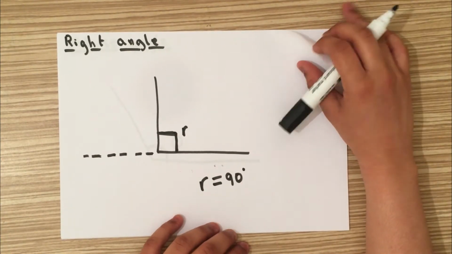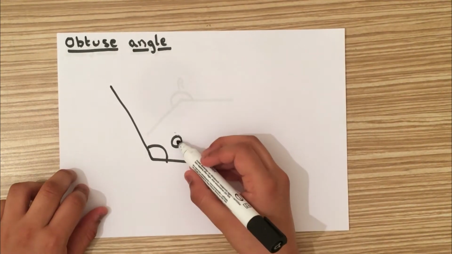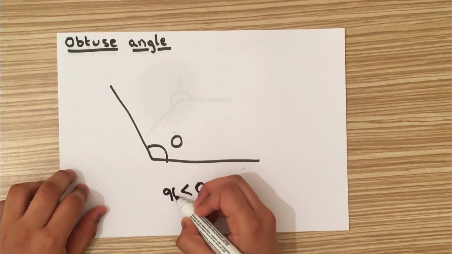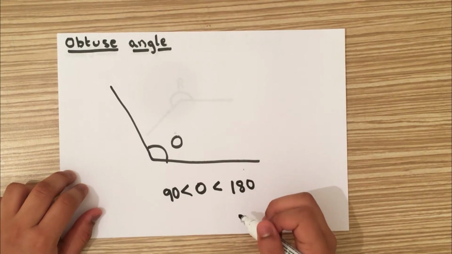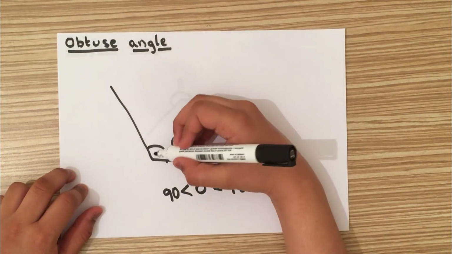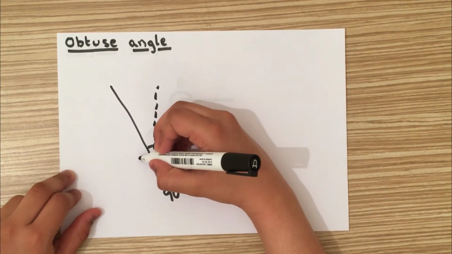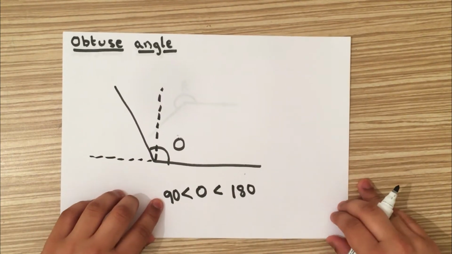So let's move on to our next angle now. Now we have an obtuse angle. An obtuse angle, O, is greater than 90 degrees, but it's less than 180 degrees, which is a straight line. So it's about in the middle of a right angle and a straight line. So that's an obtuse angle.